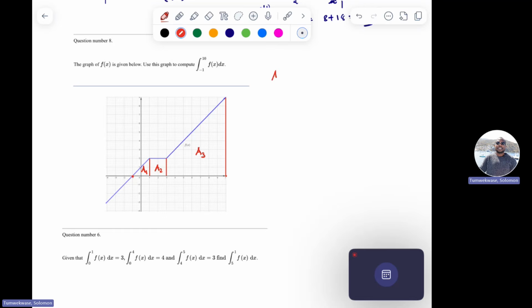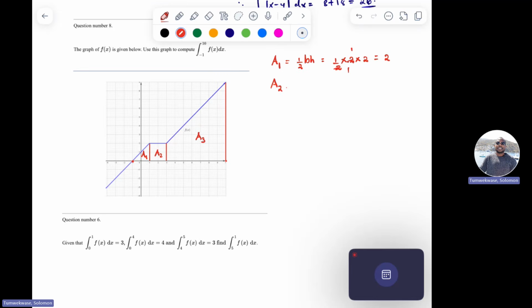If I calculate area 1, once again, it's a triangle, so that is a half times base times height. This is 1/2 times the base. The base is from -1 to 1, so this is 1 plus 1, which is 2. And the height is also 2. Area 2 is a square, which is side times side, or side squared.